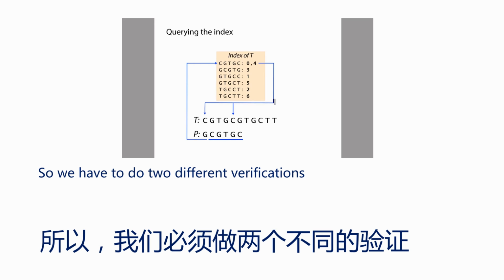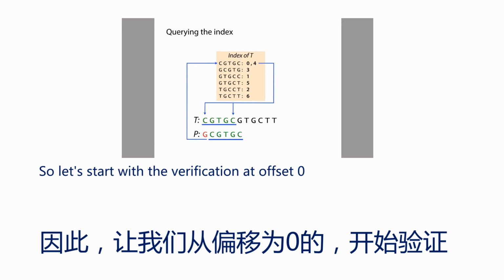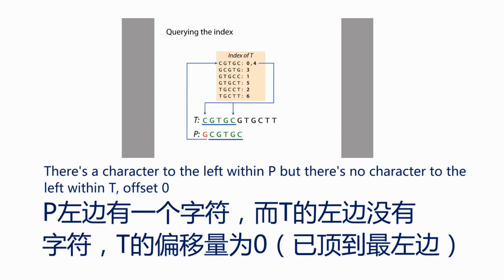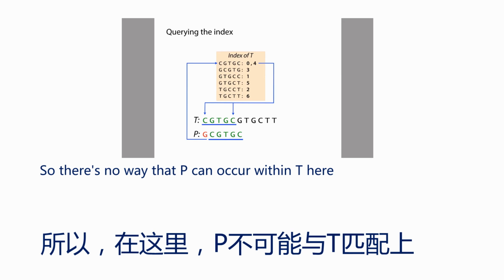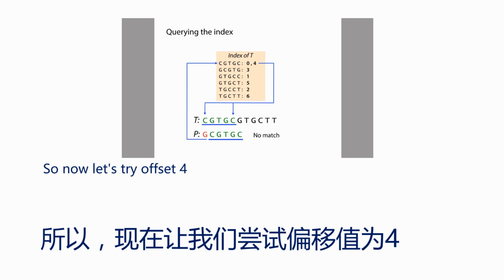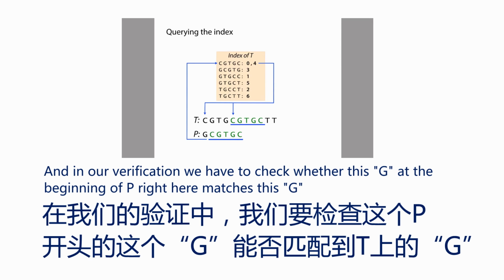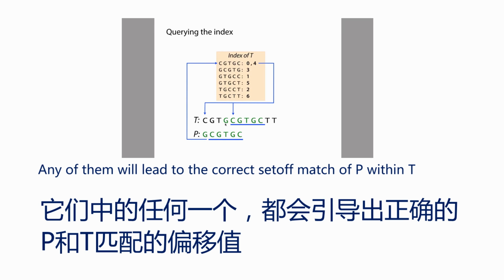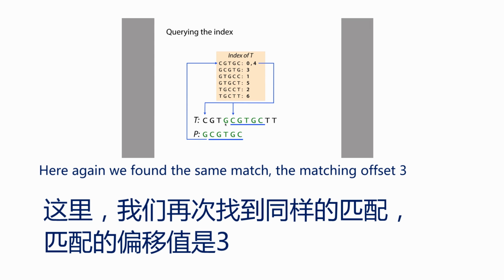So we have to do 2 different verifications. So let's start with the verification at offset 0. Well, our verification here fails because there's no character to the left. There's a character to the left within P, but there's no character to the left within T, right? We're at offset 0. So there's no way that P can occur within T here. So now let's try offset 4. And in our verification, we have to check whether this G at the beginning of P, right here, matches this G. And it does. And this illustrates that it doesn't really matter which 5-mer from the pattern is used. Any of them will lead to the correct set of matches of P within T. Here again, we found the same match, the match at offset 3.